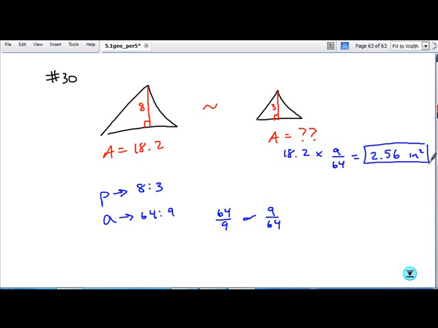What is the P of this? Parts. So the P is just ratio of parts, A is the ratio of areas.